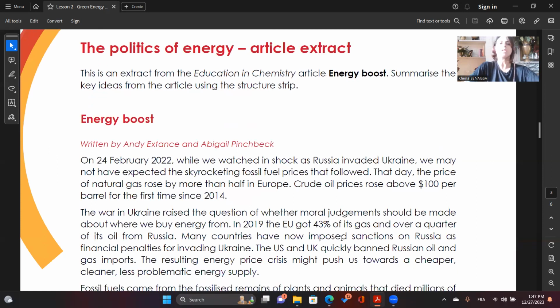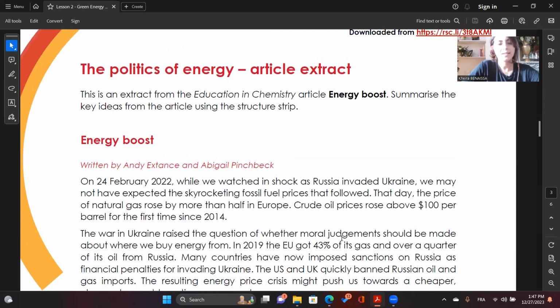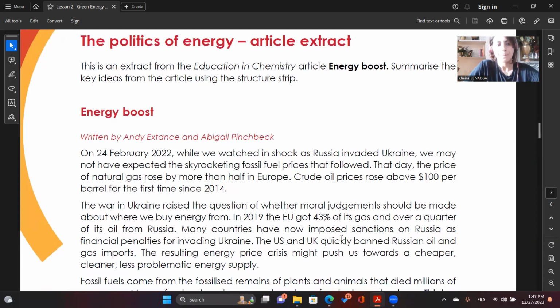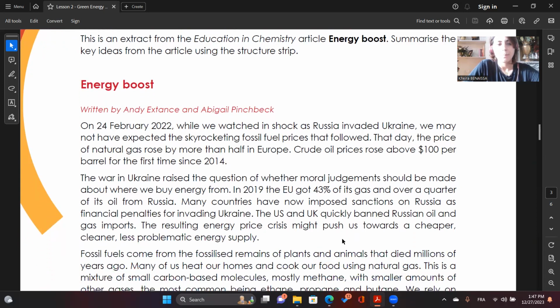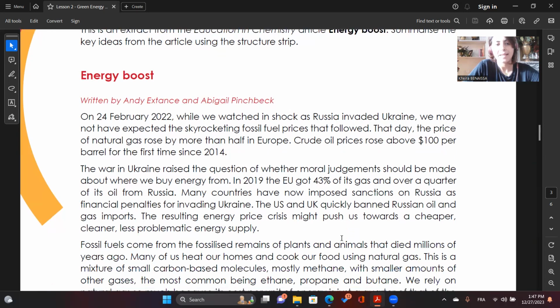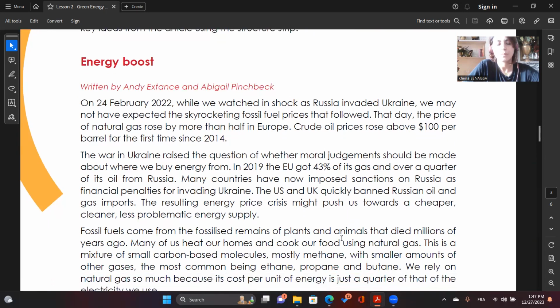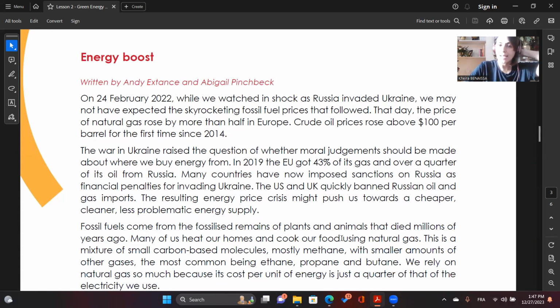The politics of energy is an extract from the Education in Chemistry article Energy Boost. Summarize the key ideas from the article using the structure strip. It was written by Andy Extance and Abigail Pinchbeck. Let's start the article and read it together.